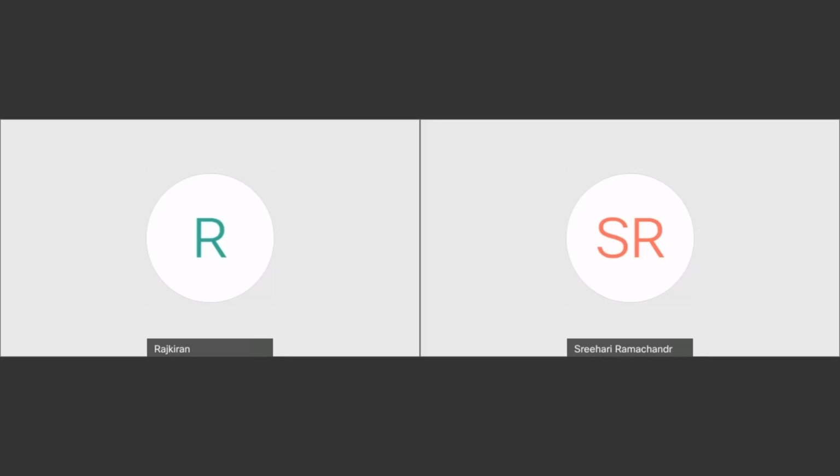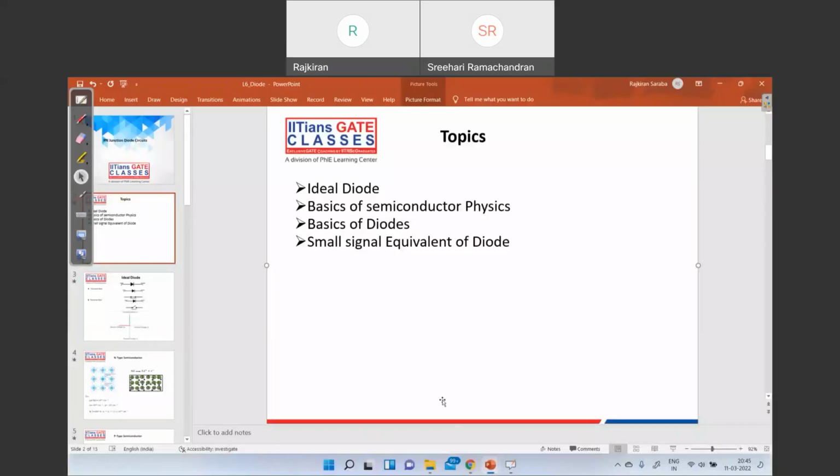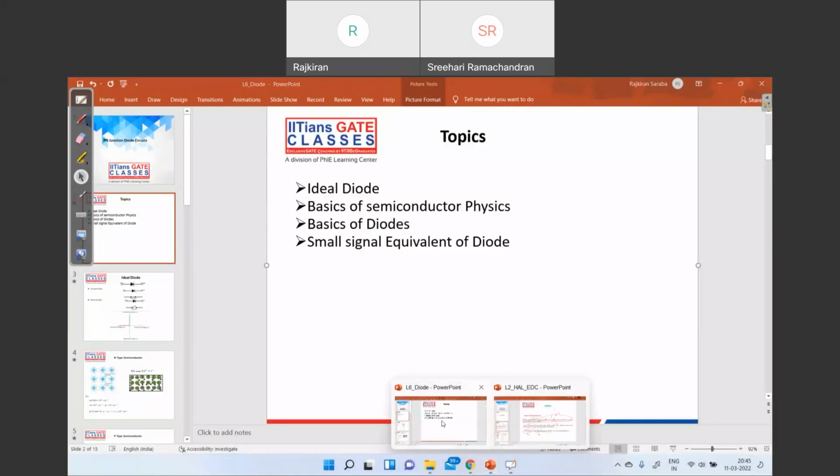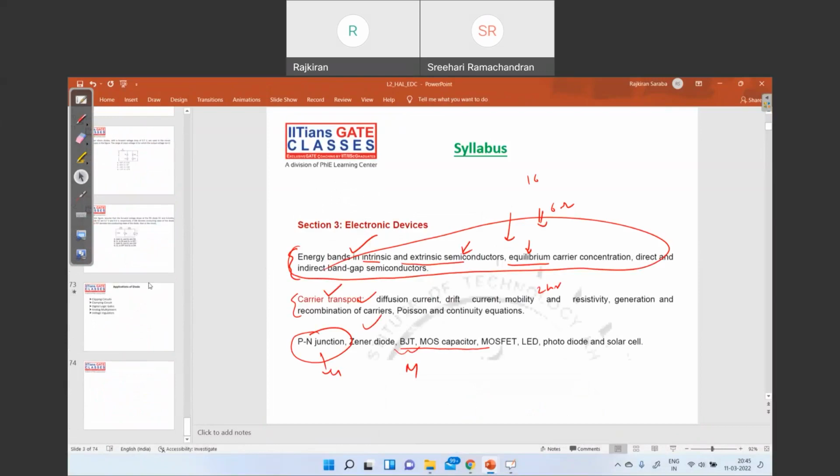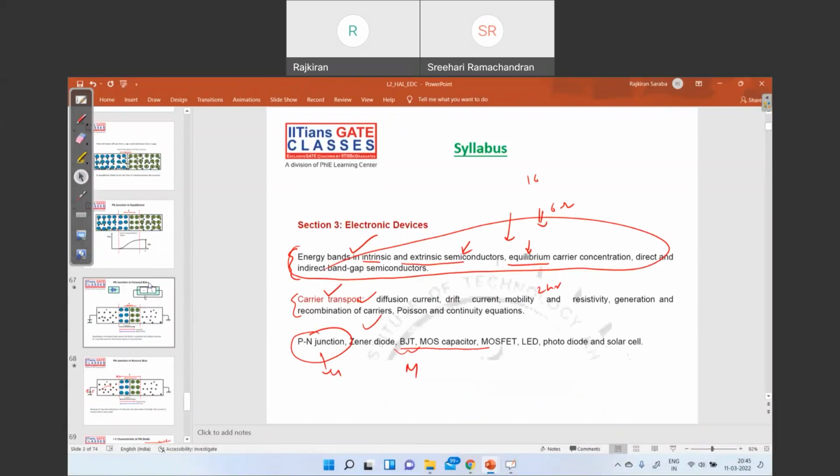Screen. Okay, is the screen visible? Yeah, all right, I can see. Ideal diode, basic. Okay. Diode.